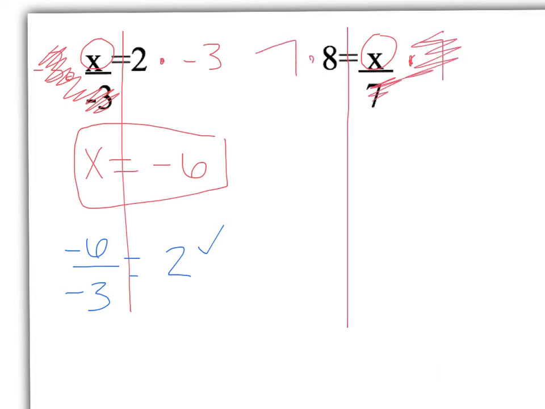7 divided by 7 is 1, so I'm left with 1x all by itself. And then 7 times 8. 7 times 8 is 56. So that's my answer. If I plug 56 back in, 56 divided by 7 is 8, so it checks out.